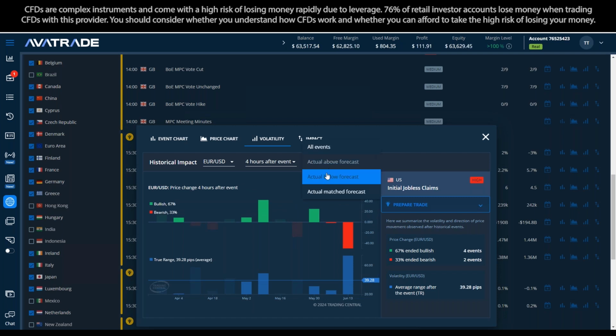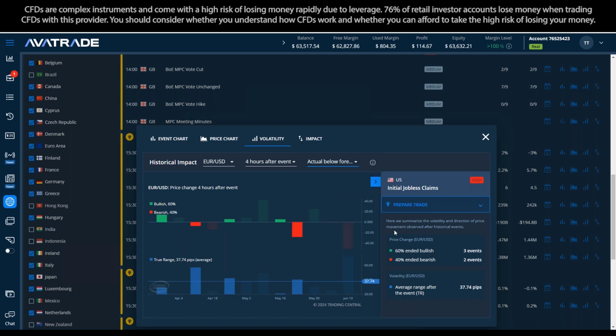Okay. And what if it came in below forecast? It's closer to 50-50. It's 60-40. And the movements that went up were really small.